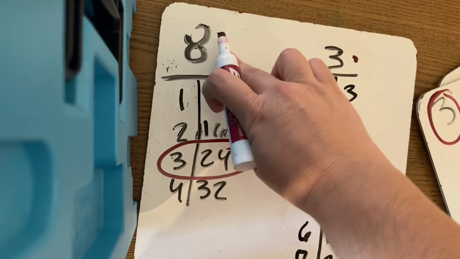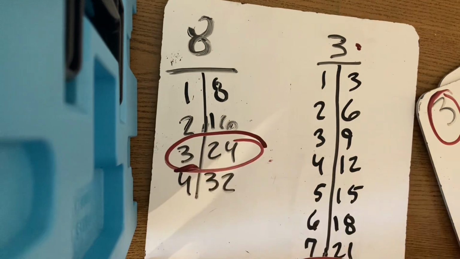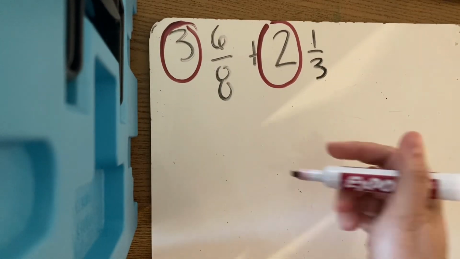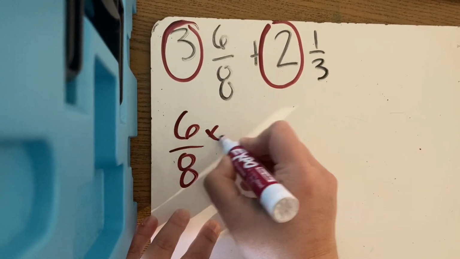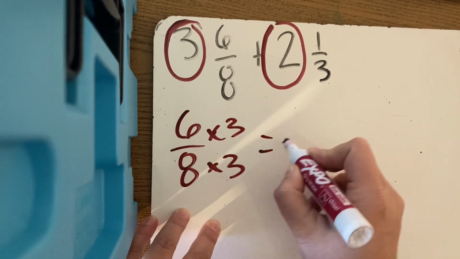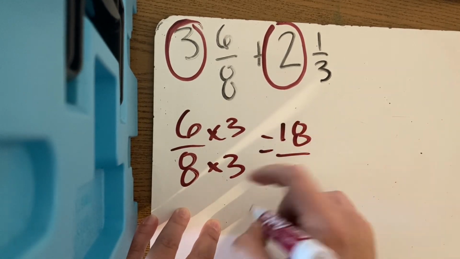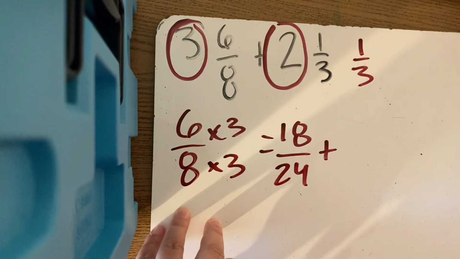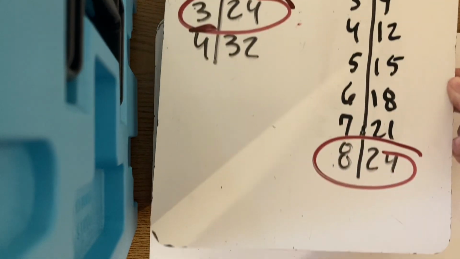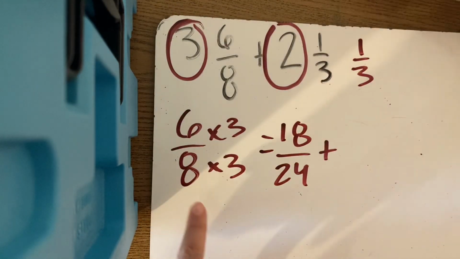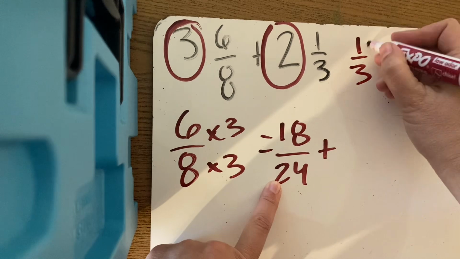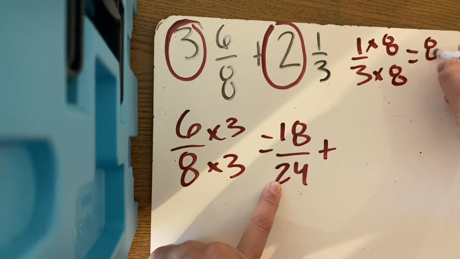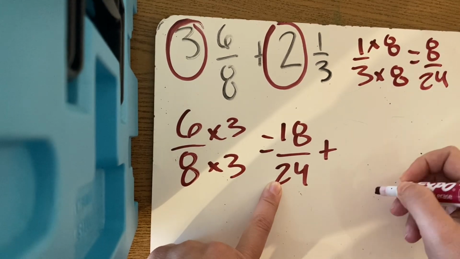So that means my fraction that has a denominator of 8, I multiply by 3. So 6/8 times 3 equals, 6 times 3 is 18, 8 times 3 is 24, plus, we're going to do 1/3 up here. So 1/3, I'm going to multiply by 8, which I already know is going to give me 24, and that's what I want. I want the same denominator. So if you are multiplying and you get a different denominator, you did something wrong.